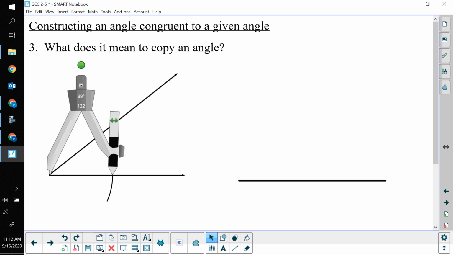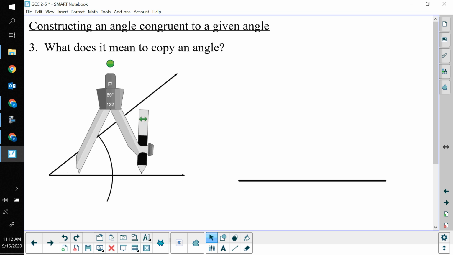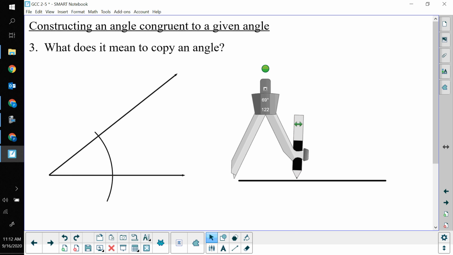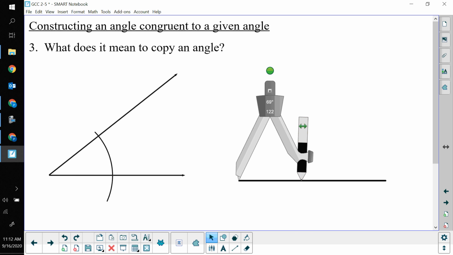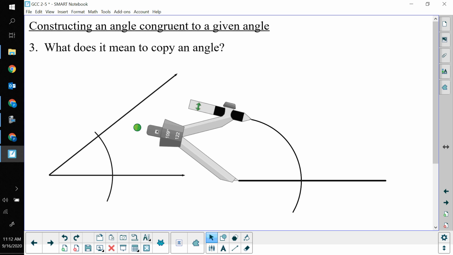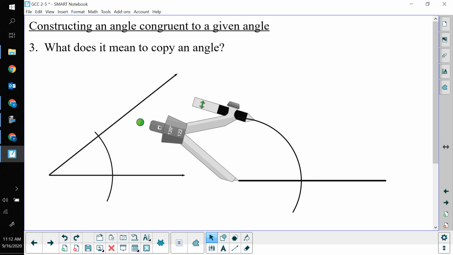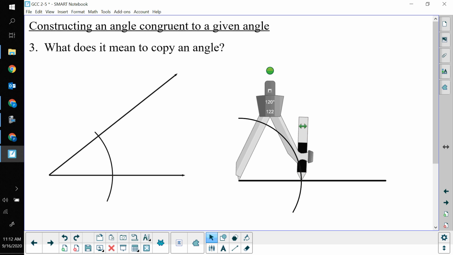After you've done that, keep your compass open at the exact same amount, and we're going to go over to the end point of our line segment, and we're going to swoop that same arc. And make sure you swoop it enough. Don't make it too small. It's better to be too much than too little.